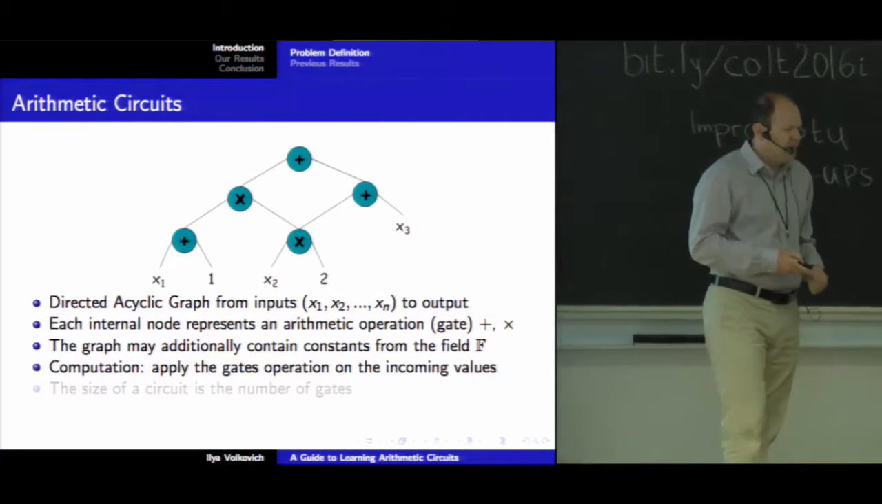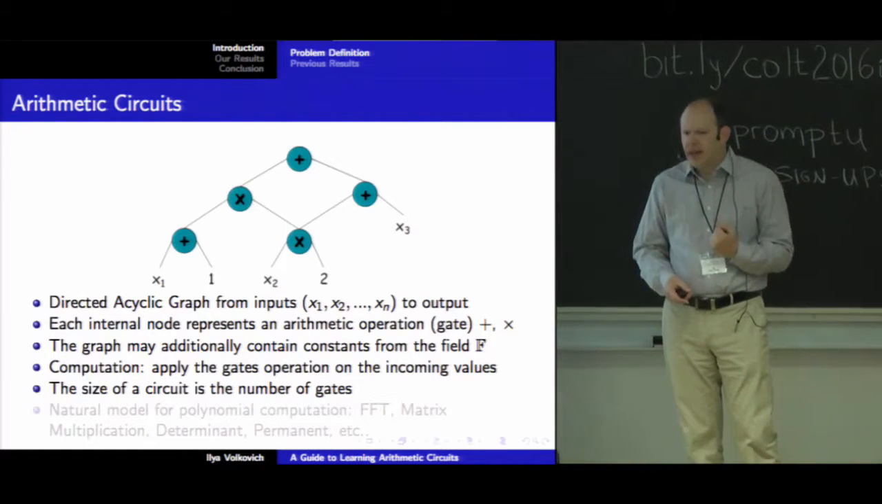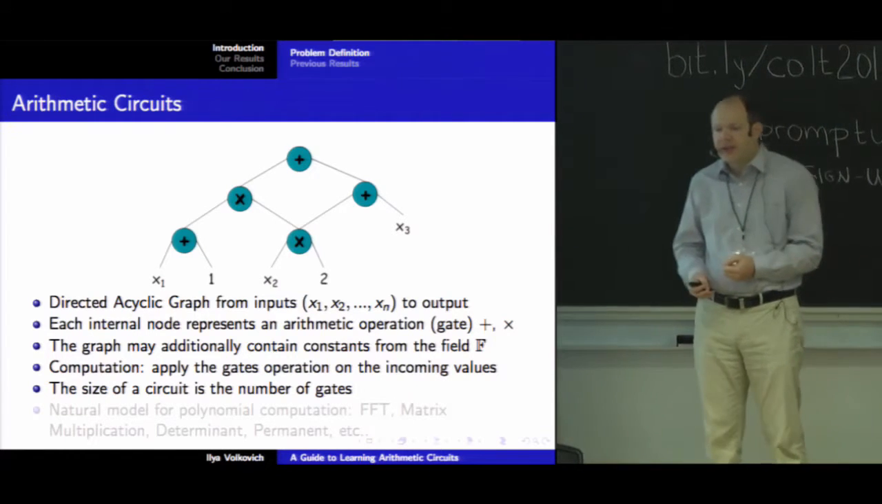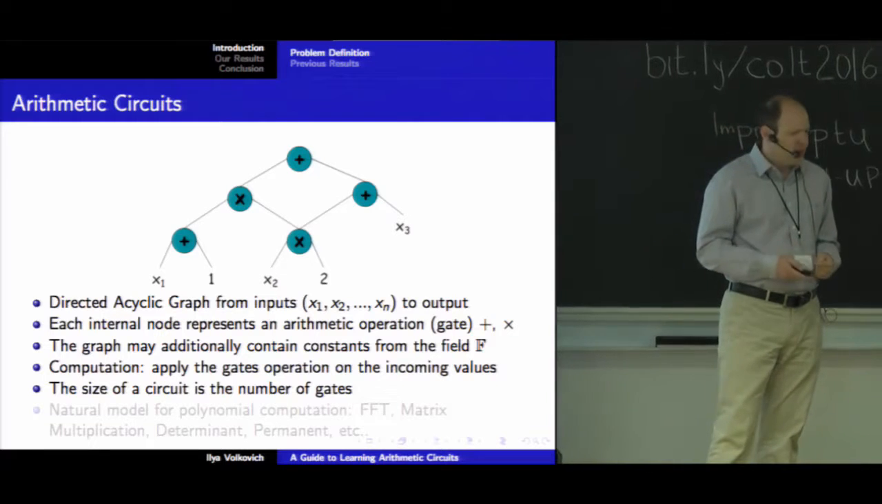You start at the bottom and you apply the operation until you reach the top, and this is the output of the circuit. One particular important quantity associated with the circuits and everywhere else is the size of the circuit, which is the number of gates. Intuitively, this represents the amount of resources we need to evaluate the circuit on a given point.